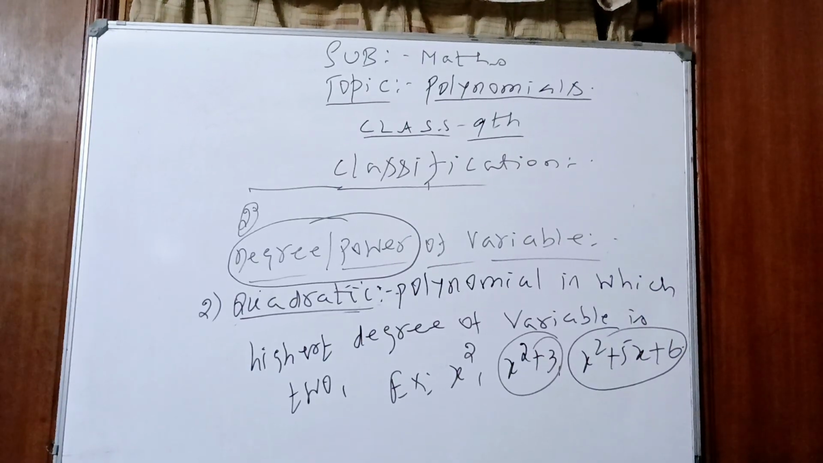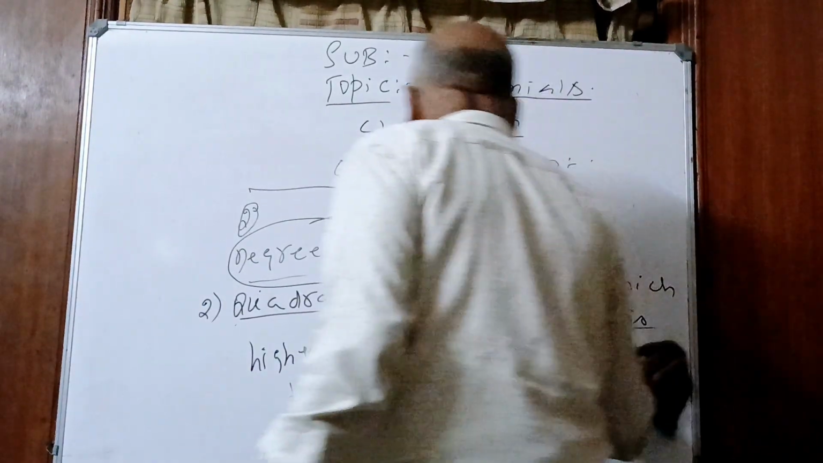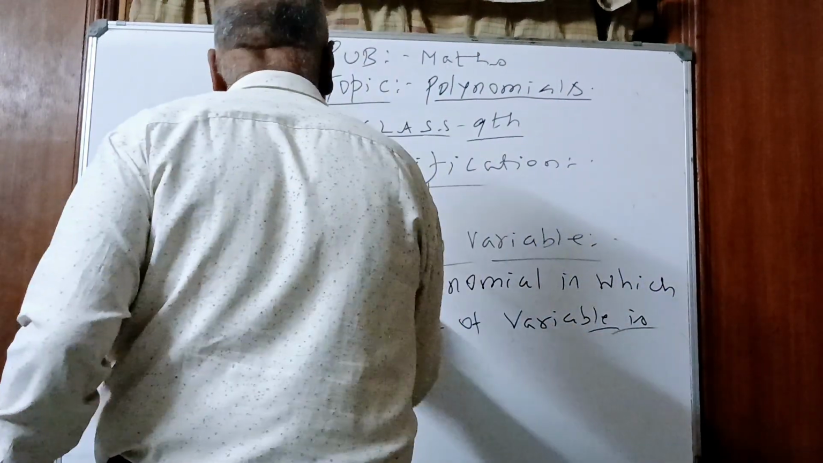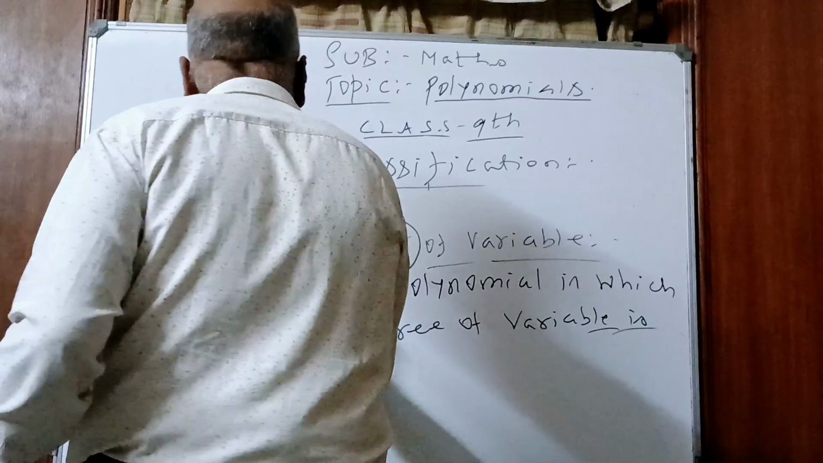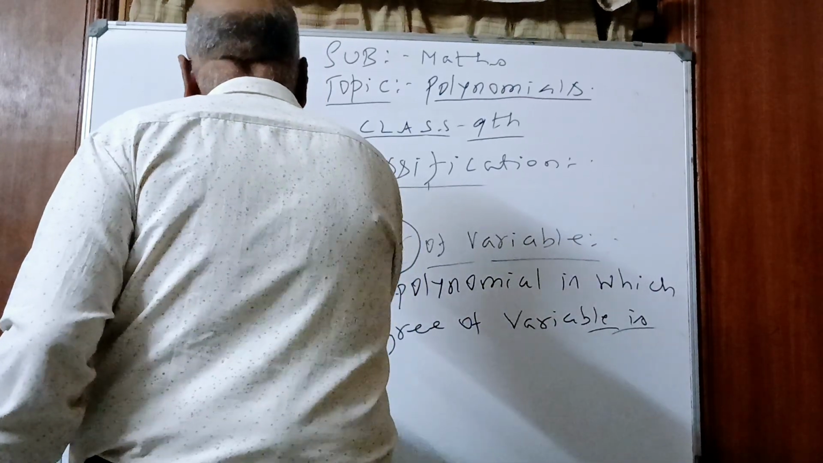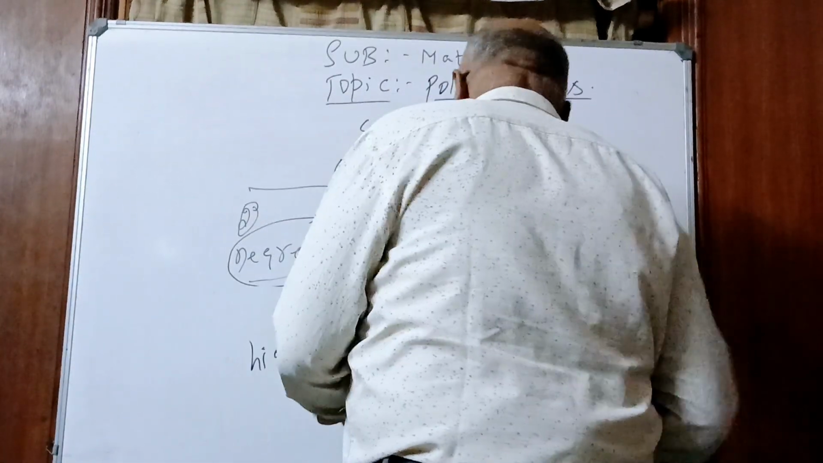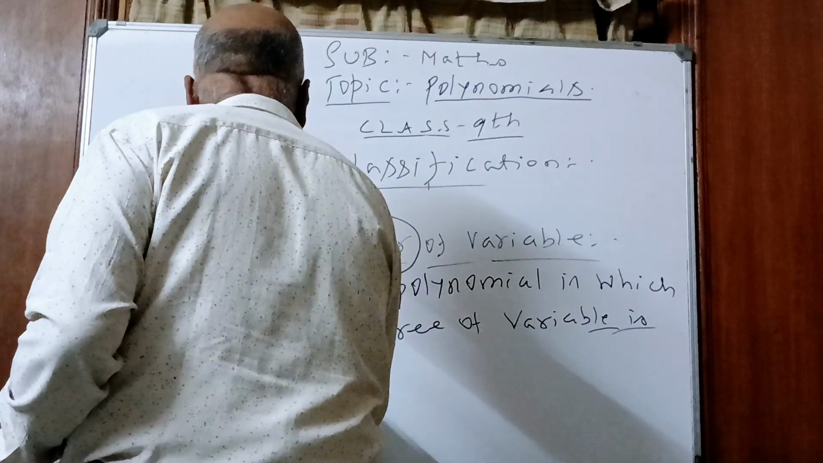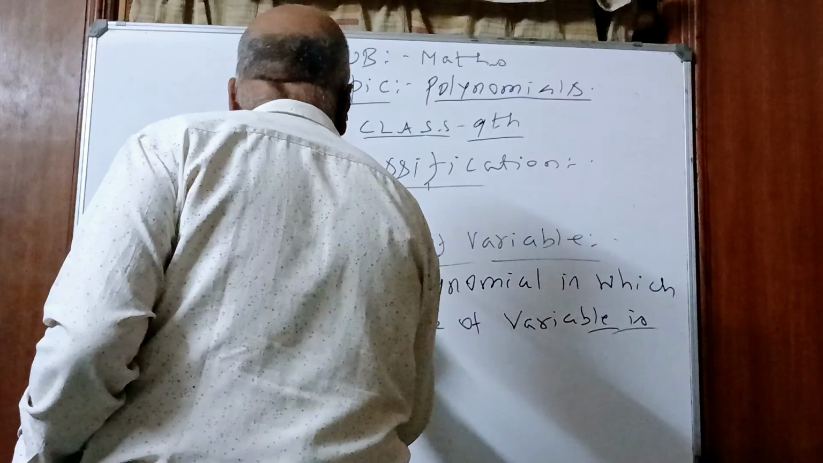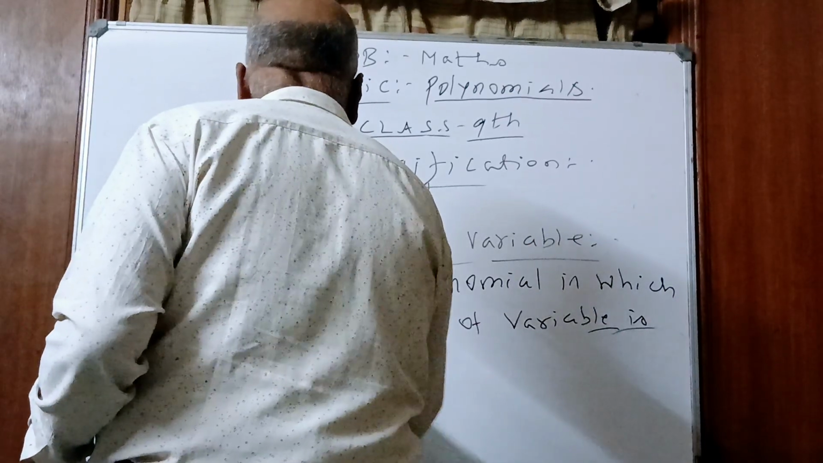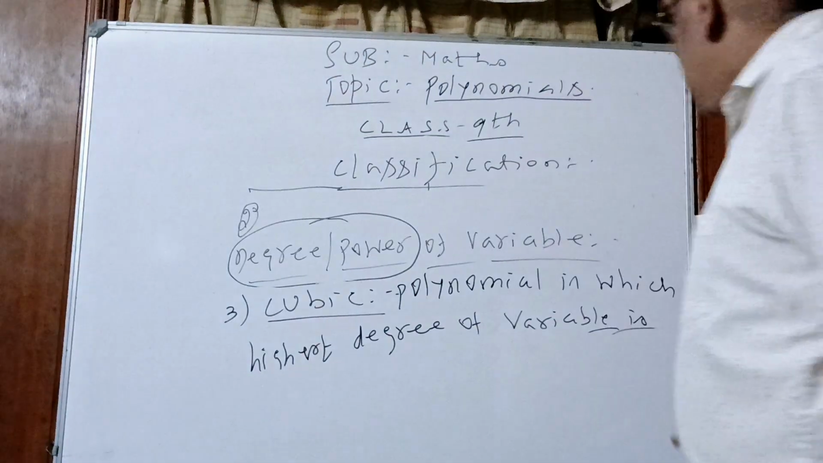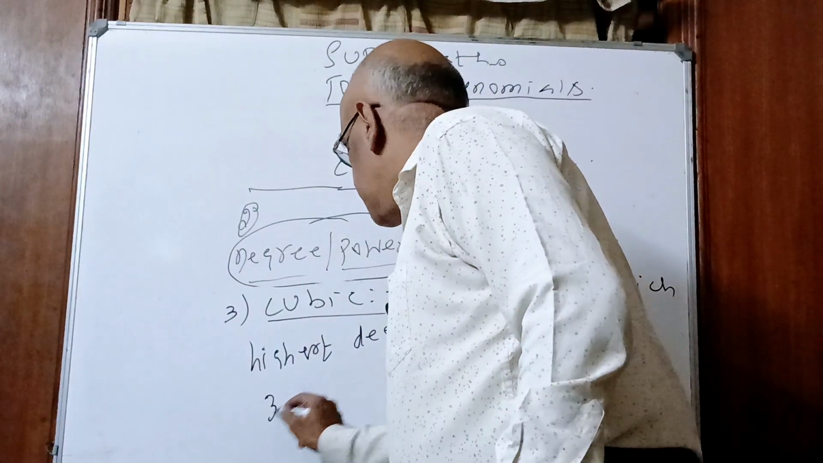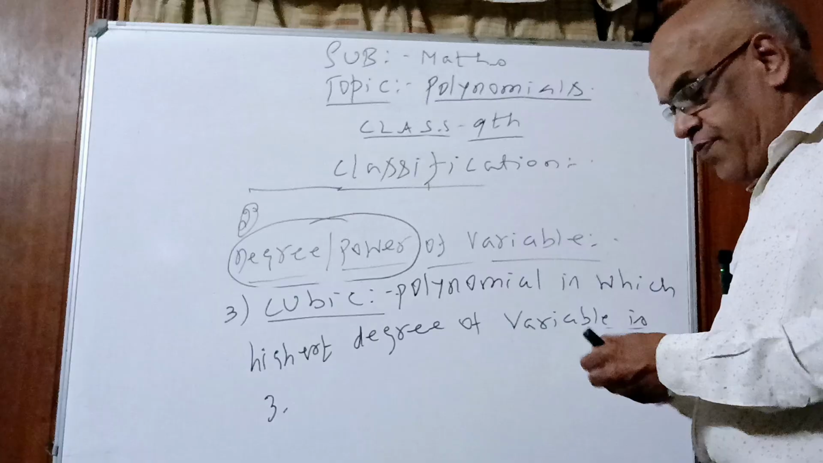Next, what is that? Cubic polynomial. What is cubic polynomial? Polynomial in which highest degree of the variable is 3. Yes or no, children? Yes.